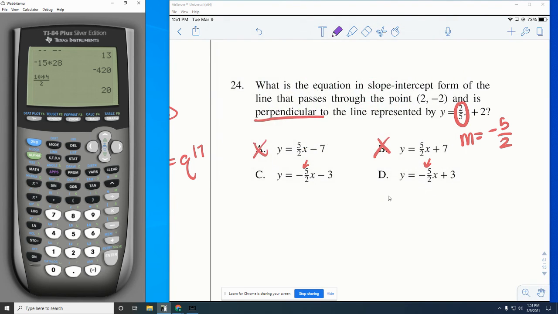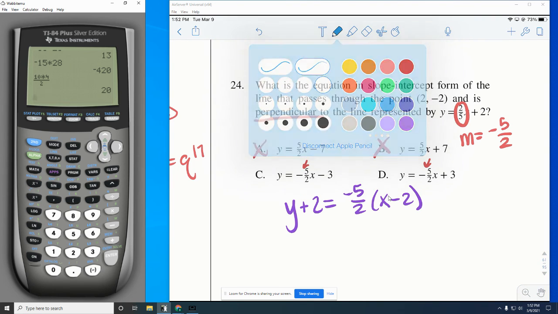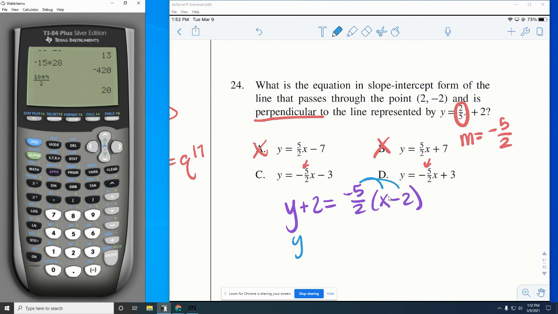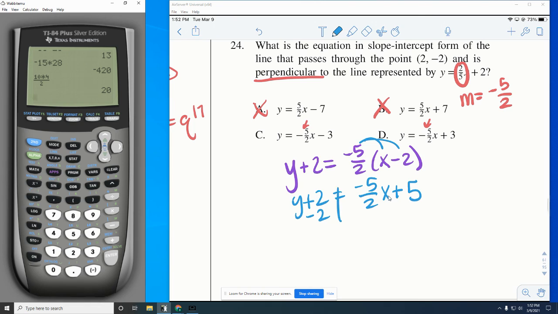From here, I have two options. I can plug these C and D into y equals and see which one has that correct point, or plug that point into point slope, which is what I'm going to do. So y opposite sign y point equals my flopped slope, x opposite sign x point. So I'm going to solve for y, so I distribute. And then move the 2. So D is going to be my answer.